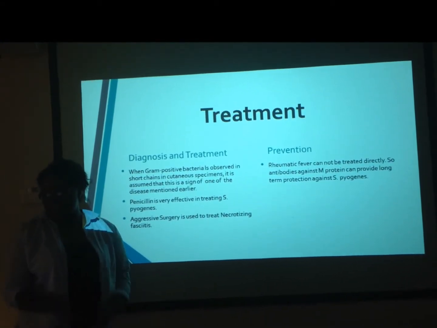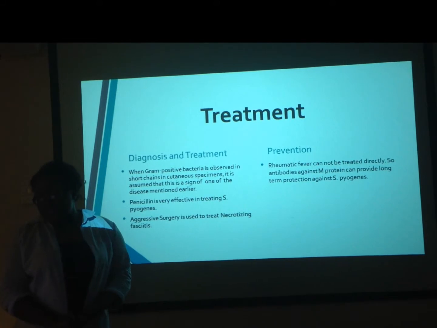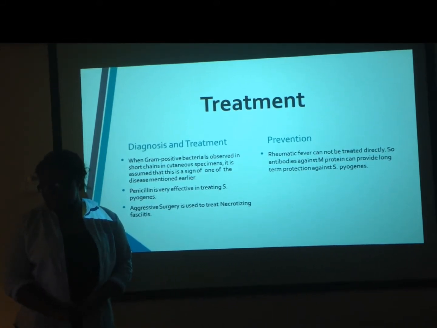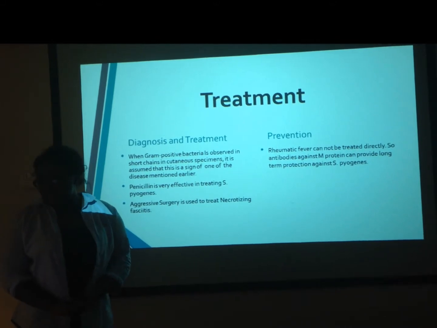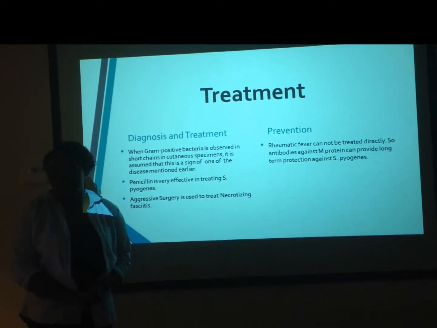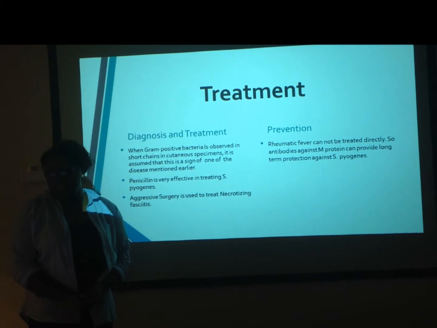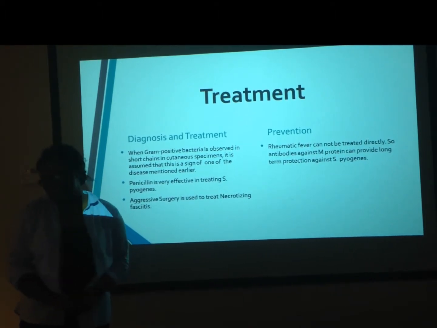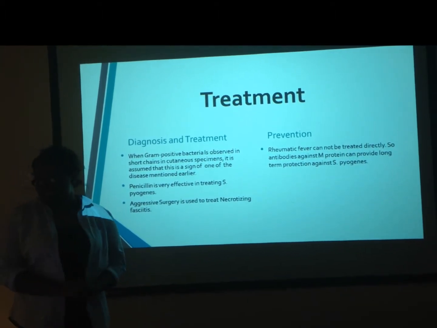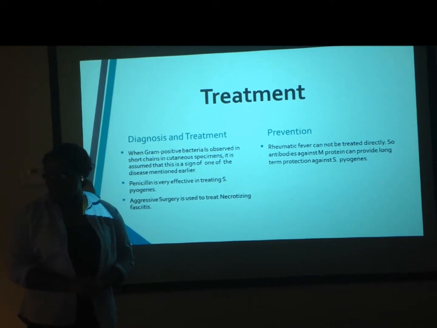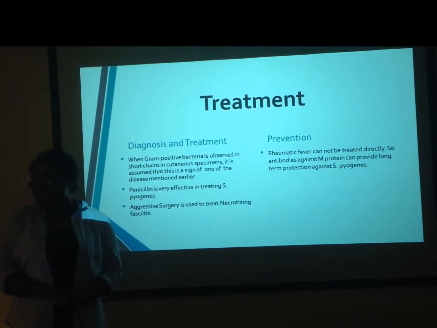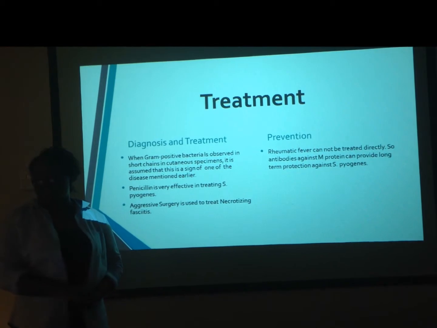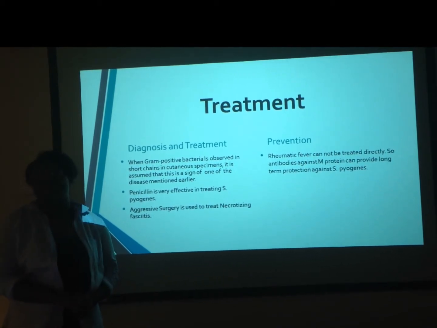When gram-positive bacteria are observed in short chains in specimens, it is assumed that this is a sign of one of the diseases mentioned earlier. Penicillin is very effective in treating the disease, and as far as necrotizing fasciitis, aggressive surgery is necessary. And as far as prevention, rheumatic fever cannot be treated directly, but the antibodies against M protein can provide long-term protection against S. pyogenes.